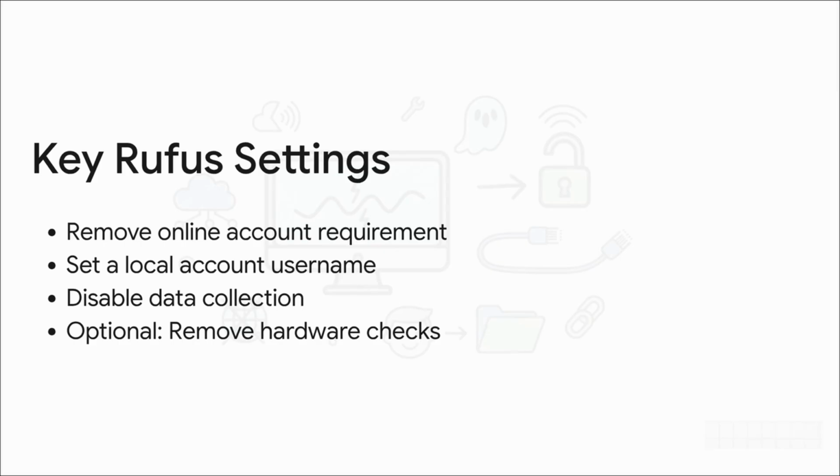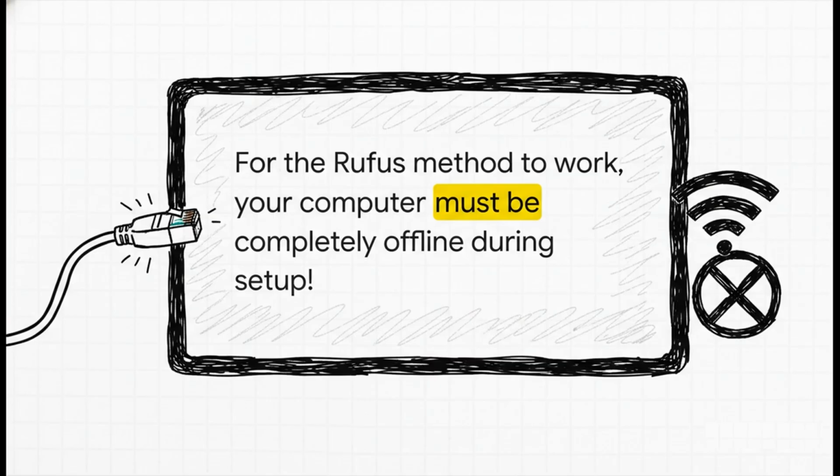is even installed. Okay, listen up because this is the single most important part of the Rufus method. For this to work, your computer must be completely offline when you get to the network screen. Unplug the Ethernet cable, turn off your Wi-Fi, whatever it takes to cut it off from the internet.